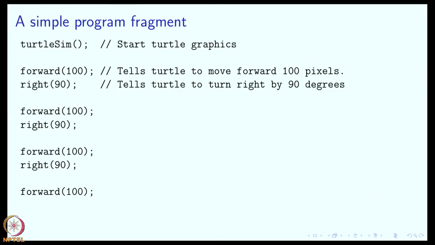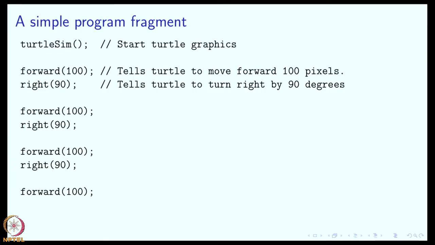So let me begin by showing you a simple program fragment. The Hello World program, if you will, of Turtle graphics. So the first statement in this program, Turtle Sim, is a statement which causes the computer to start up Turtle graphics. So this will create a window on the screen, okay? The window in which the graphics will happen. Once this happens, you will see a small red triangle come up, and that triangle will symbolically represent the turtle.